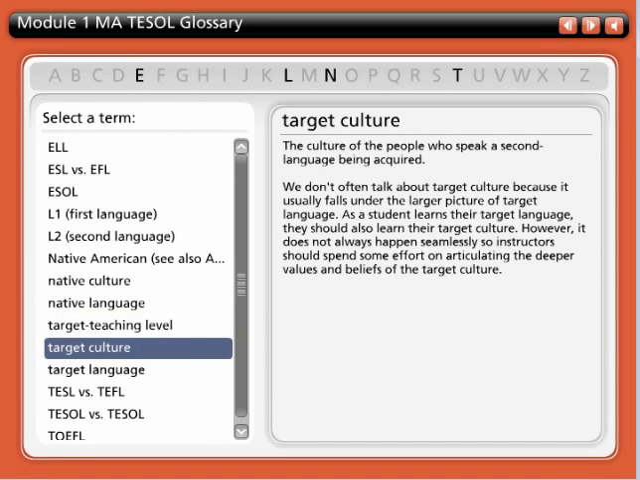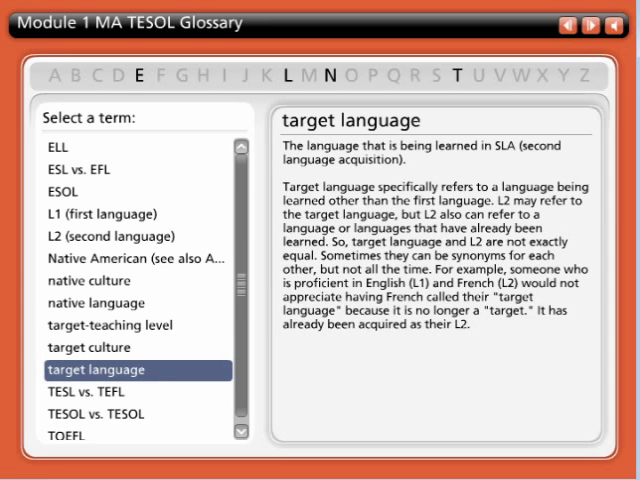Target culture. The culture of the people who speak a second language being acquired. We don't often talk about target culture because it usually falls under the larger picture of target language. As a student learns their target language, they should also learn their target culture. However, it does not always happen seamlessly, so instructors should spend some effort on articulating the deeper values and beliefs of the target culture.